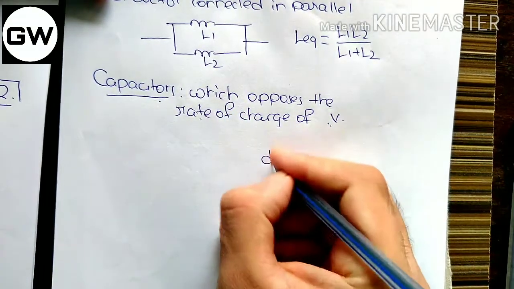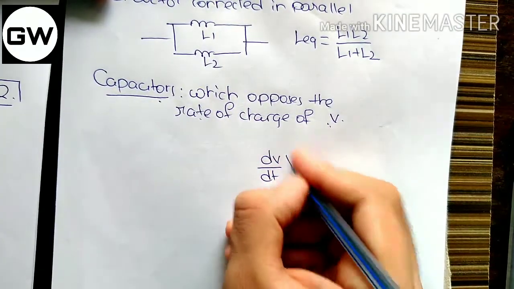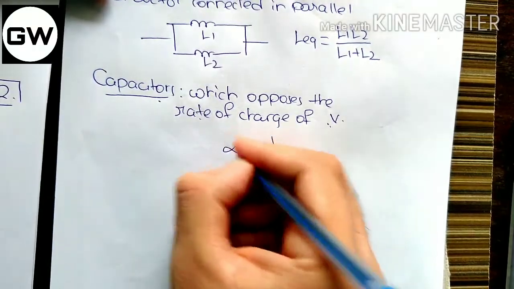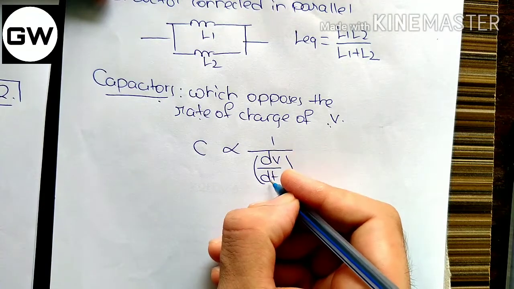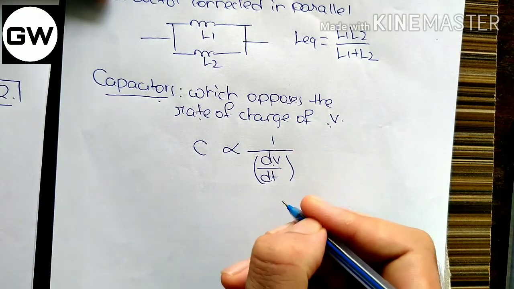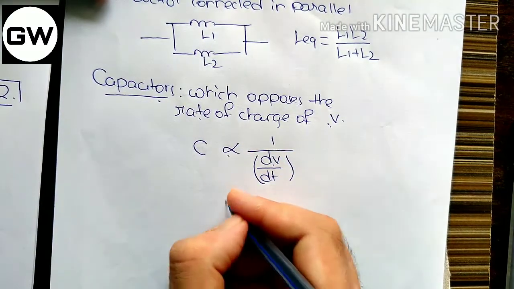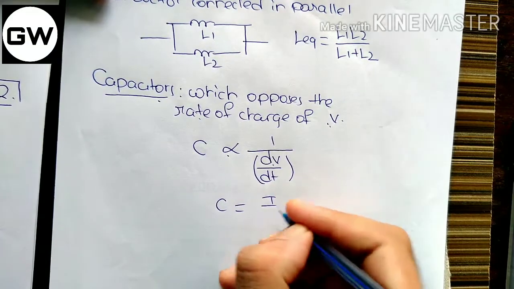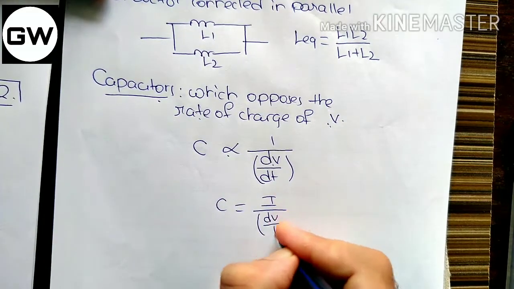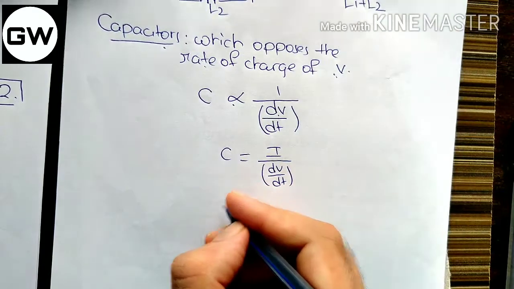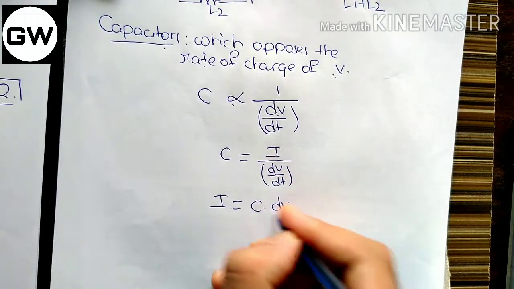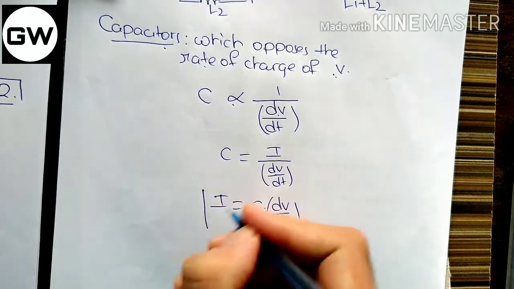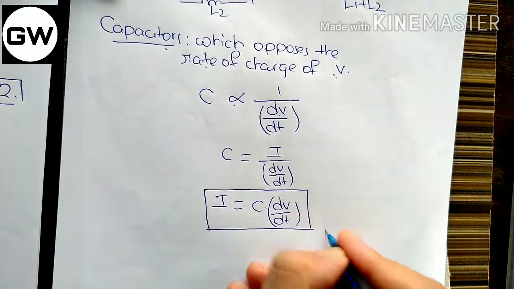Okay, rate of change of voltage is nothing but dV by dt. It opposes, so it is inversely proportional to capacitor C. C is inversely proportional to 1 by dV by dt. Okay, already the V parameter is completed. So by removing the proportionality constant, we will be introducing one parameter, I by dV upon dt. By simplifying it, multiplying with C, I is equal to C into dV upon dt. This is the current flowing through the capacitor.